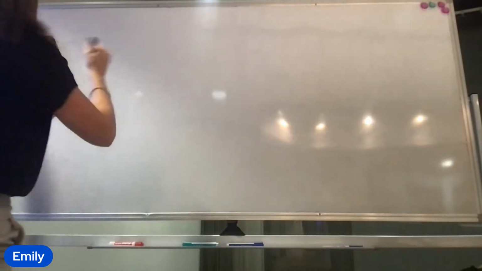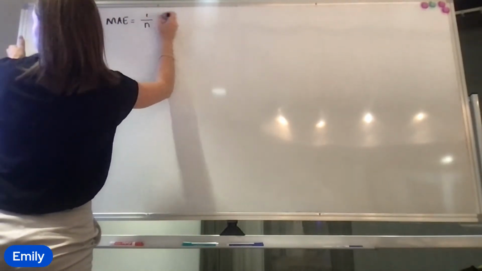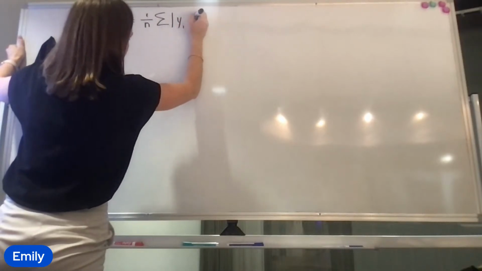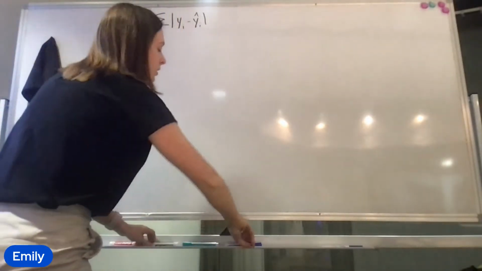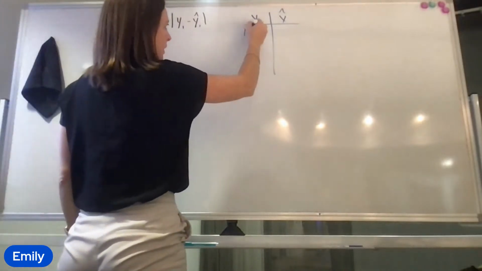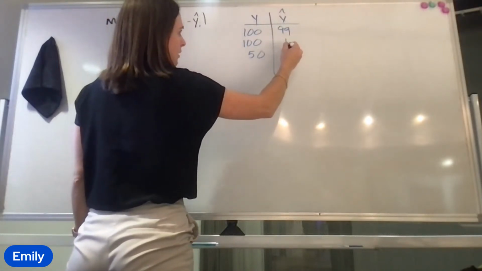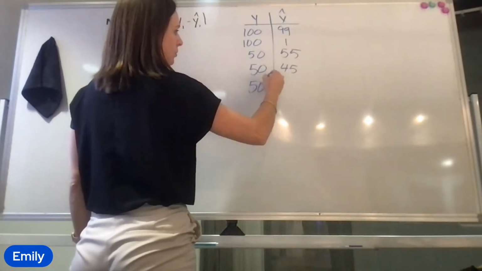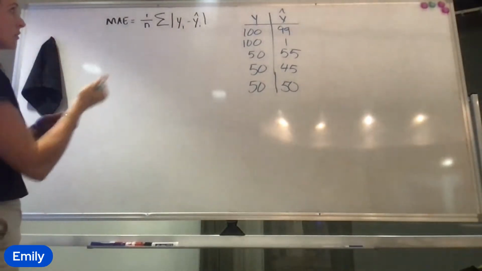So mean absolute error. I'm going to write them all up here. Equals 1 over n, and it's the sum of the absolute value of yi minus y hat at i. Okay, so if we have y, and we have y hat, here is our example: 100, 99, 100, 1, 50, 55, 50, 45, and I'll just do one more 50 here, just so we have some. This seems fairly well balanced. All right, so we've got some values that we want to evaluate for mean absolute error.